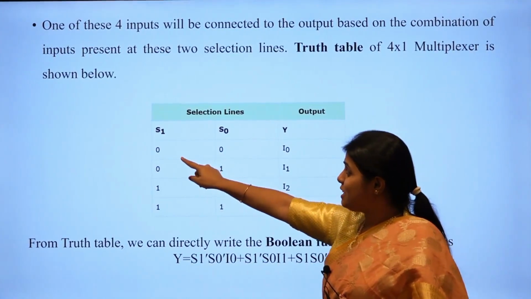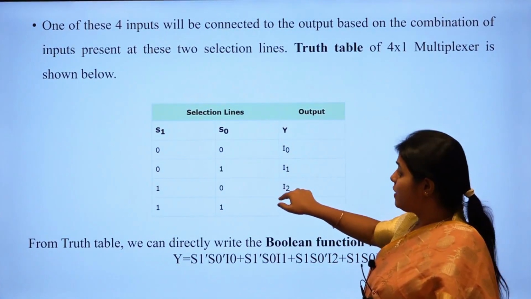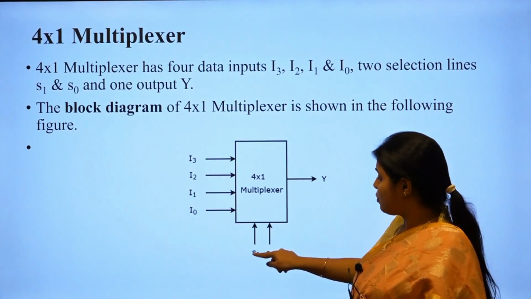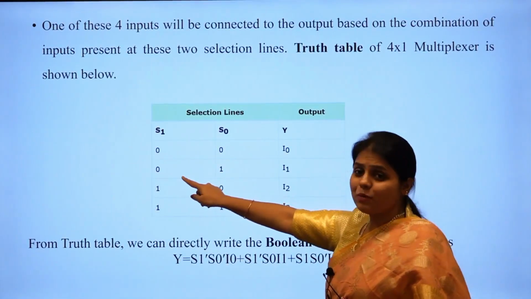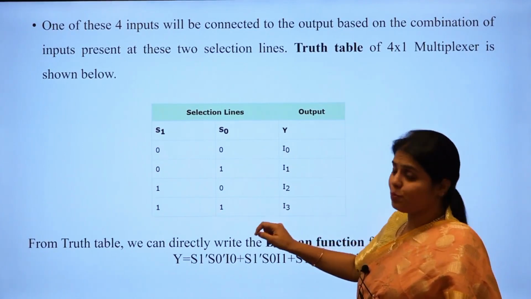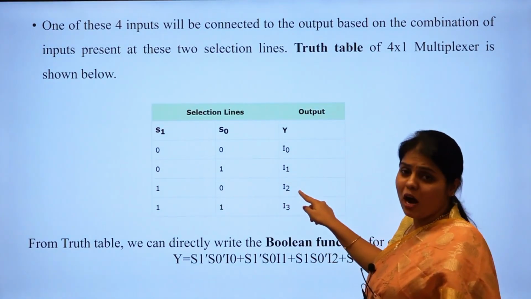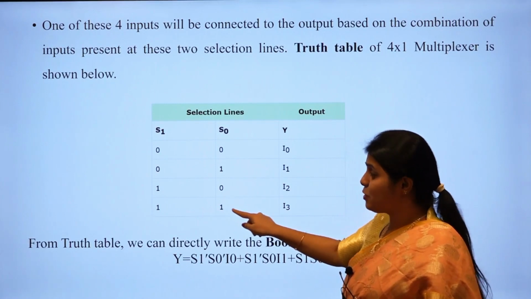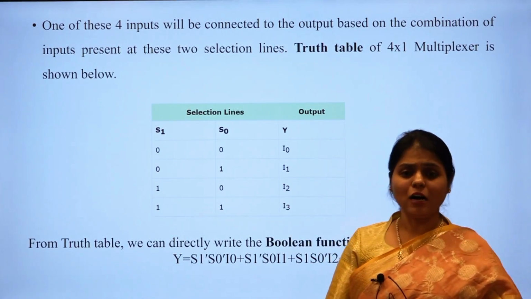Okay, so when select inputs are 0 0, I0, that is the first input, will appear at the output. If select input is 0 1, I1 will appear at the output. If select input is 1 0, I2 will appear at the output. If select input is 1 1, I3 will appear at the output.